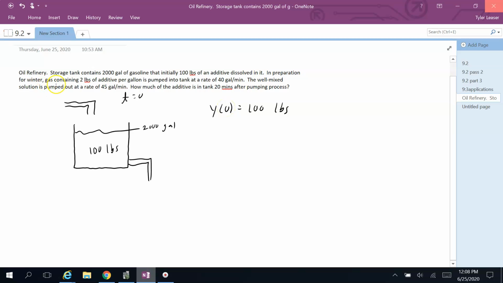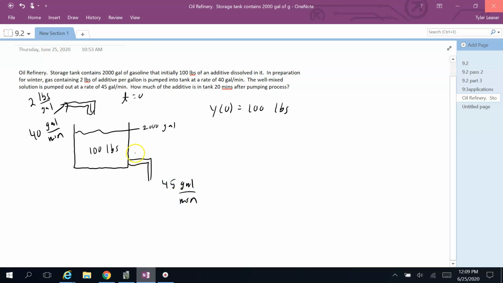Okay. In preparation for winter, gas containing 2 pounds of additive per gallon is pumped in at a rate of 40 gallons per minute. That means that this pump that we're pumping liquid into our container is coming in with a concentration of 2 pounds per gallon at an inflow rate of 40 gallons per minute. So that is what's going into our solution. Okay, what's coming out of our solution is going to be the outflow rate, which is 45 gallons per minute.